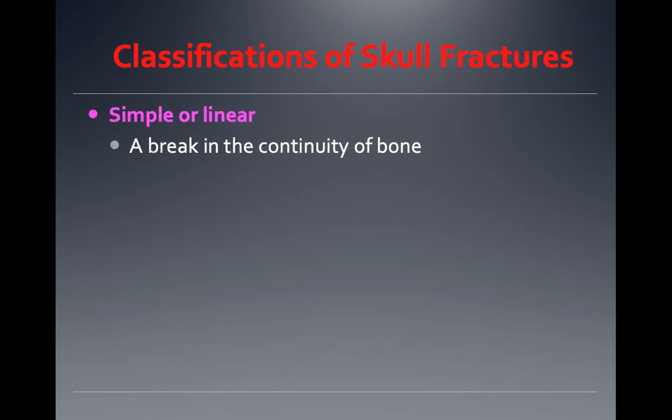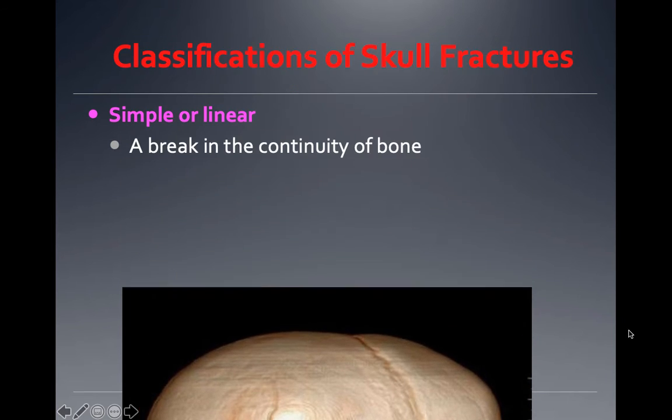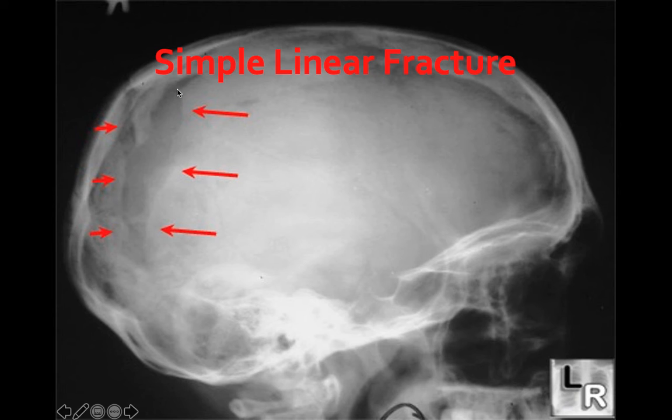All right, so we're going to talk about skull fractures. And the first type we're going to refer to is a simple or linear fracture. And this is just a basic break in the bone, kind of looks like a line. So you can see here you've got linear fractures going on. And then right here you have a linear fracture. Here, coming down here, another linear fracture.